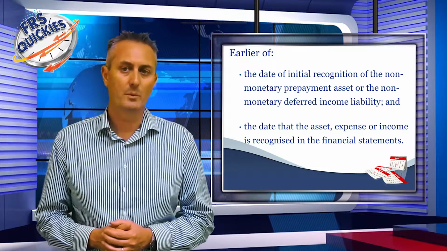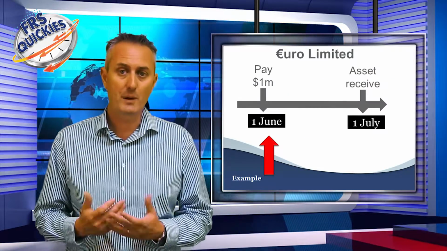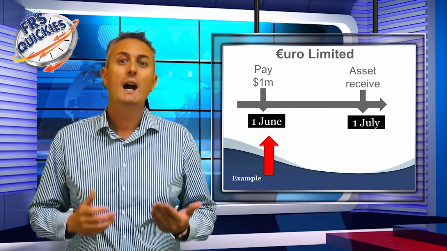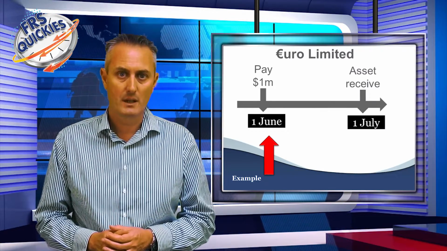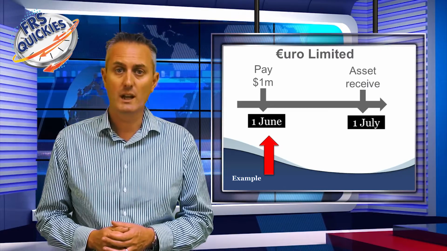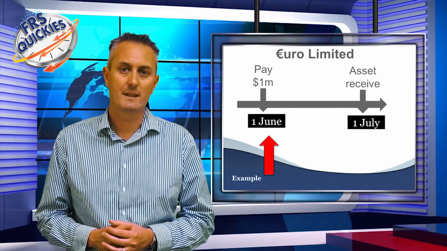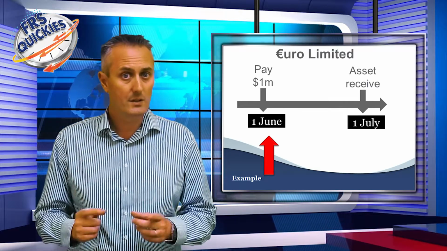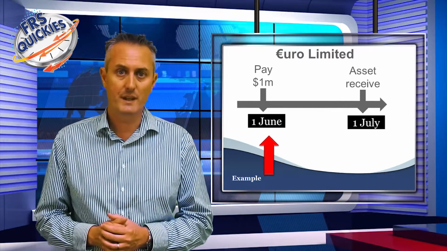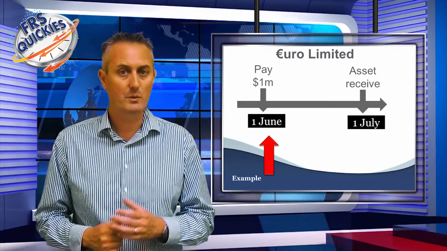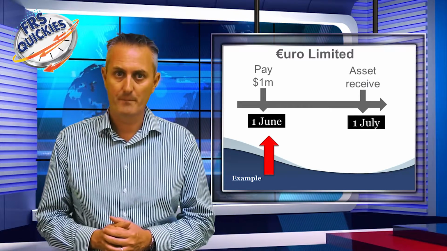So going back to our example, we would firstly recognize the prepayment asset on the 1st of June at the spot rate on that date. When the machine is received on the 1st of July, we would de-recognize the prepayment asset and recognize the fixed asset at that value. Key to note is that we would not retranslate the asset based on changes in the rate between the 1st of June and the 1st of July.